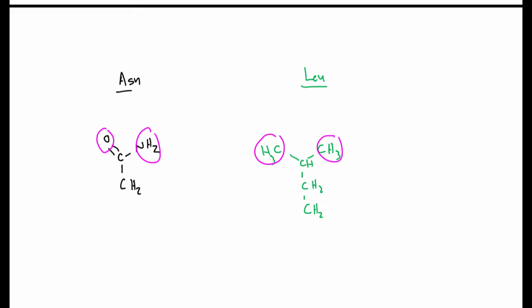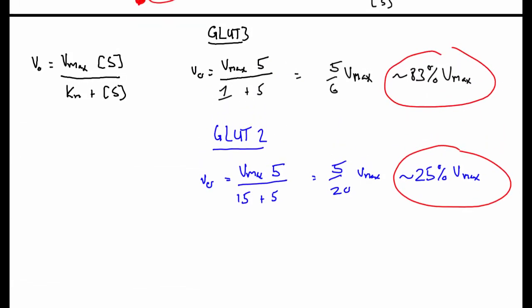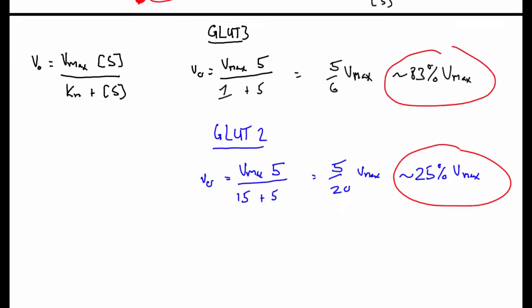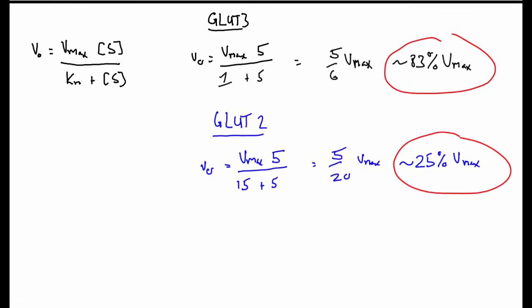Okay. All right, now, the last thing here then, let's come back up and do this application. Like I said, we'll come right to here. And the application is this, okay? It says, GLUT3 is found expressed in neurons, whereas GLUT2 is found in the pancreas. Why do you think it's important for GLUT3 to be expressed in the neurons rather than GLUT2, okay? And so that's an interesting question. And it's a really great application, I think, of Km and the importance of Km.